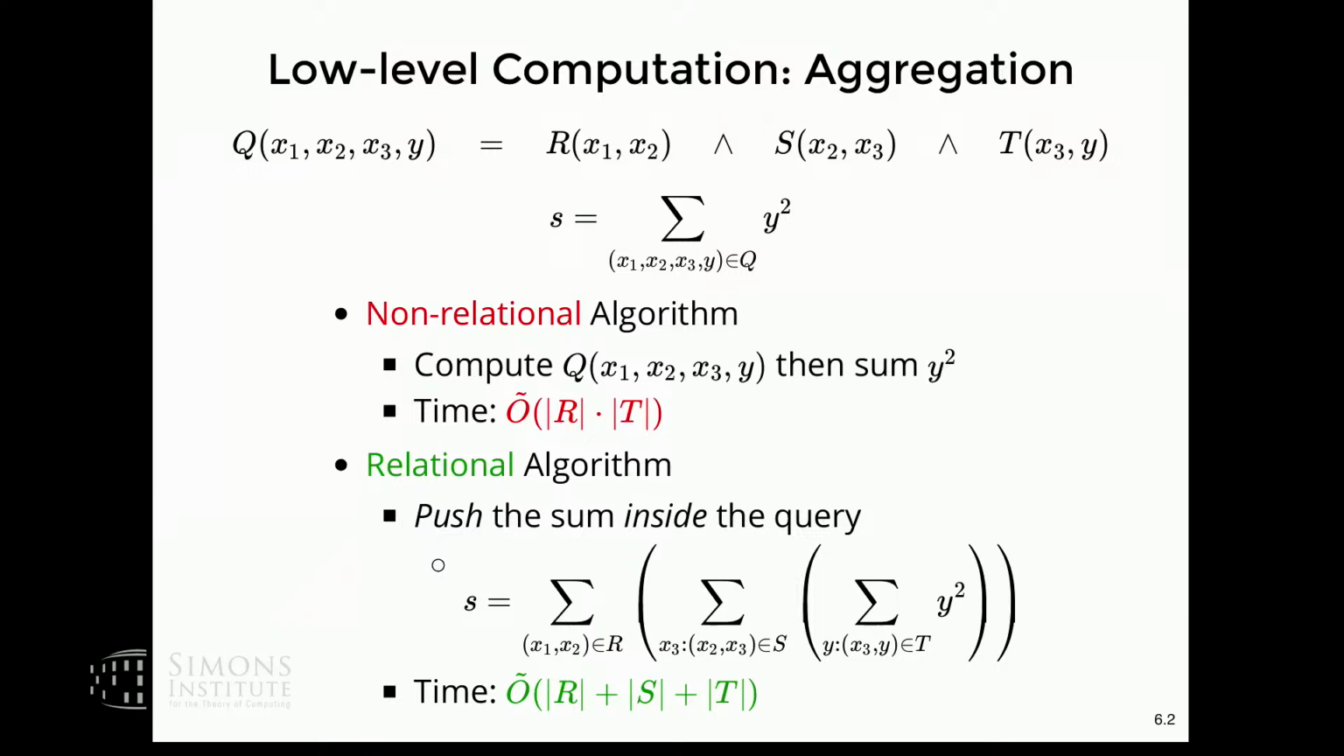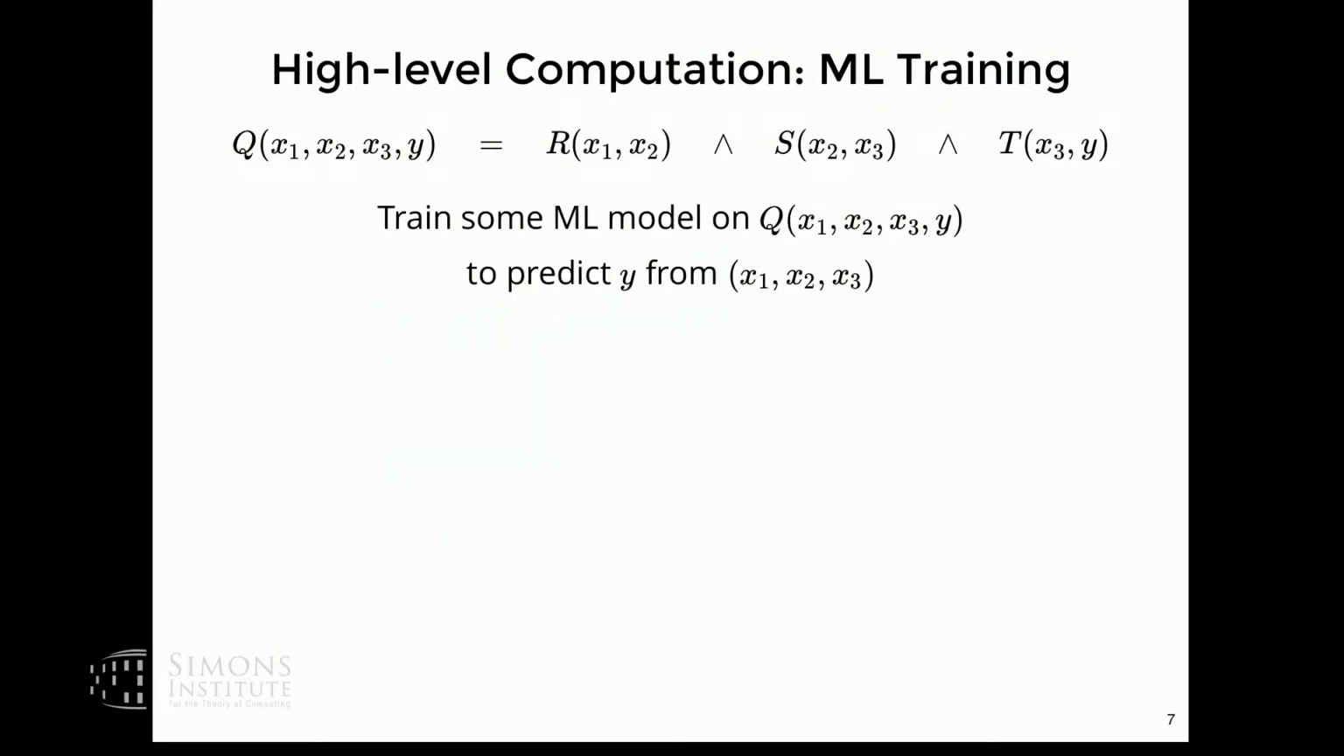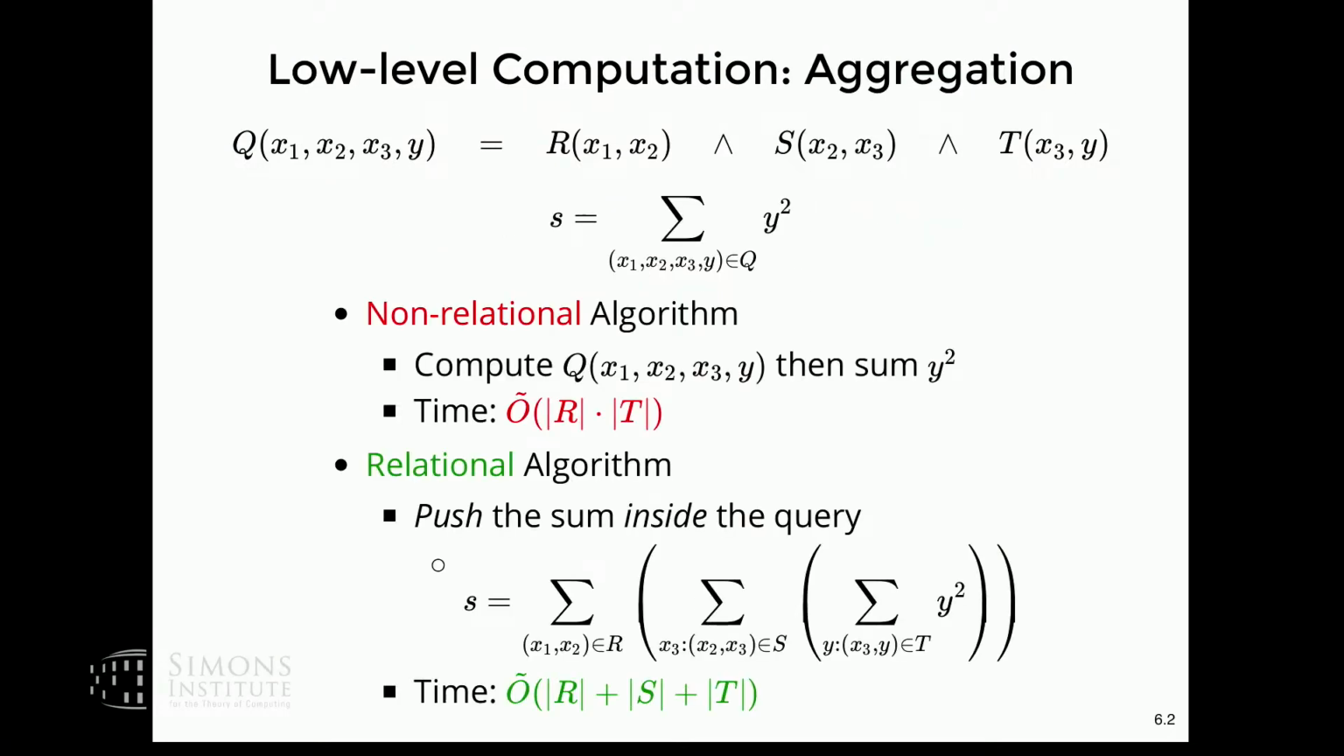So this is basically the simplest example of a relational aggregation algorithm, where we want to aggregate relationally by pushing the aggregate inside the query. A more advanced example. Why is the one algorithm called relational and the other not?